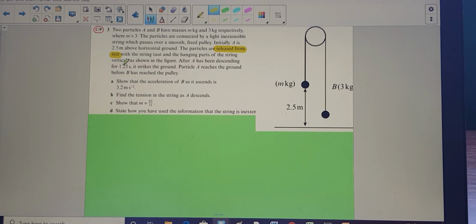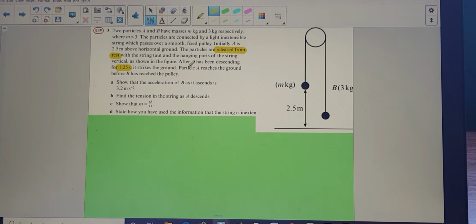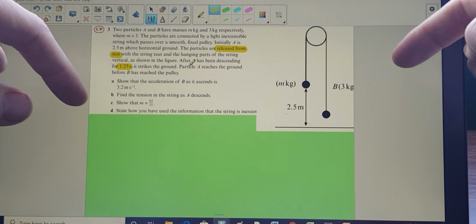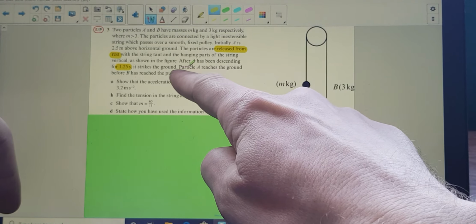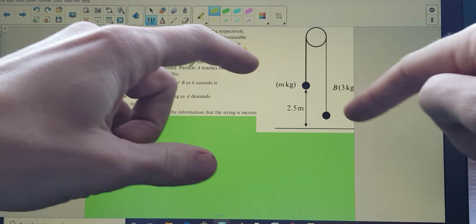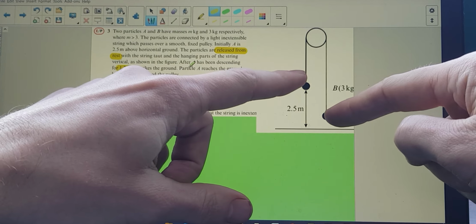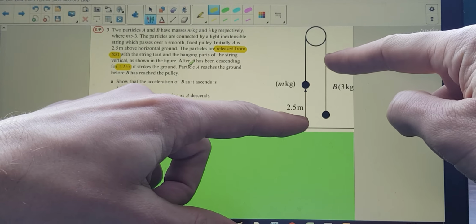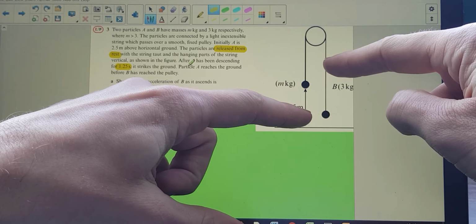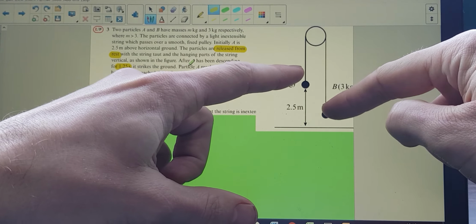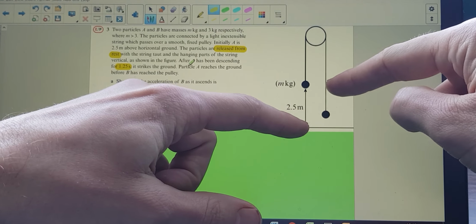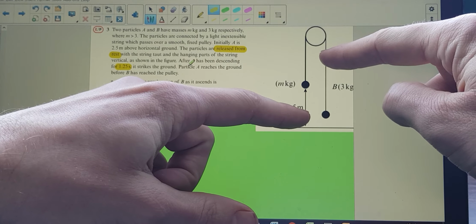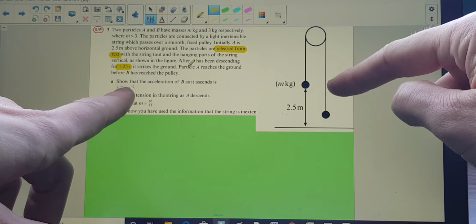After A has been descending for 1.25 seconds, it strikes the ground. Particle A reaches the ground before B has reached the pulley. Okay, there's quite a lot of information on there, so let's just have a think about why it's telling me this. It's saying that as this one goes down, this one's going to be going up, but not to the point where it smacks into the pulley. So when this one has descended and hit the ground, this particle here, B, hasn't yet hit the pulley. That's important.